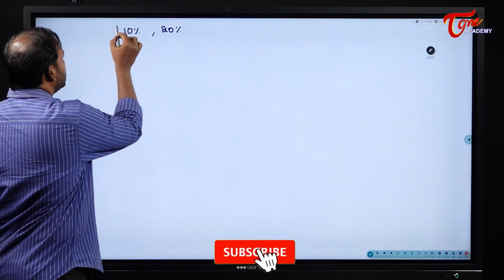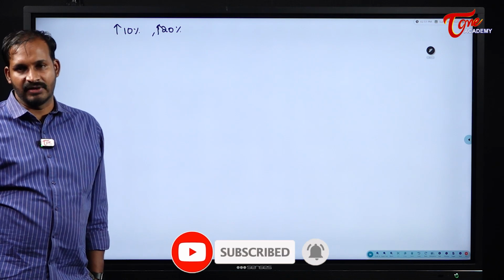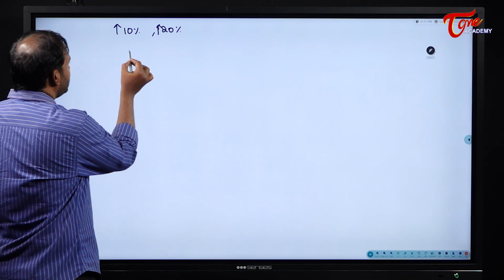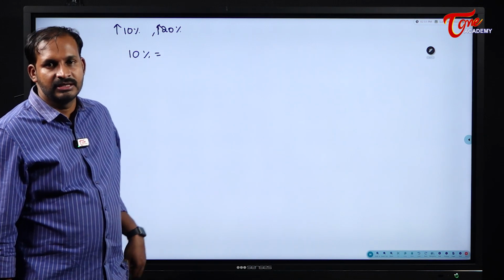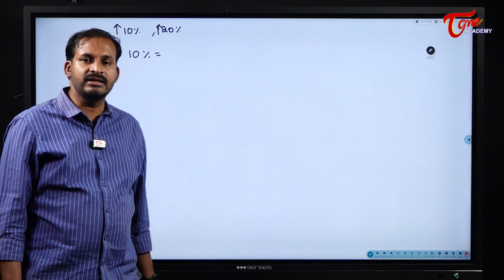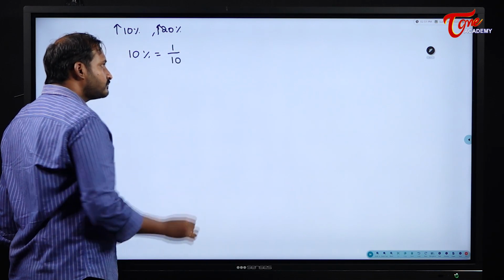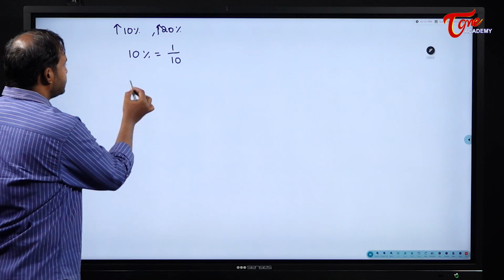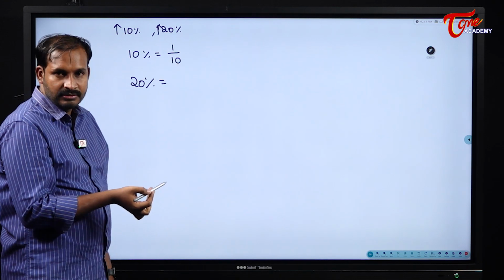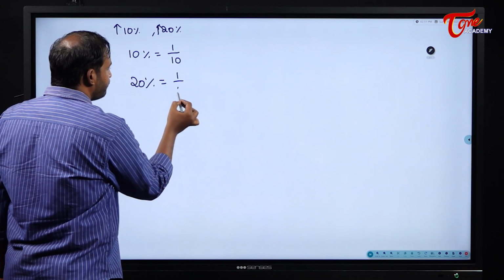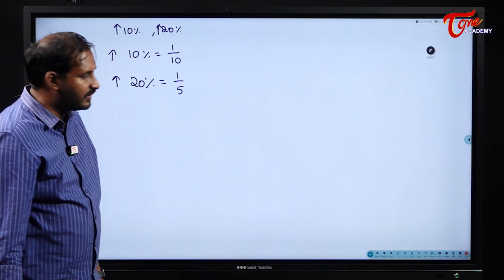If the value is increased by 10 percentage and 20% successively, what is the overall change in its value? So the initial 10 percentage, I can write it as what? How will you convert a percentage into a fraction? Divide it by 100. So 10 percentage, I can write it as 1 by 10. Okay, good, superb. 20 percentage, I can write it as 20 by 100, which becomes 1 by 5. Now both of these cases are increasing: 10% increase and 20% increase.